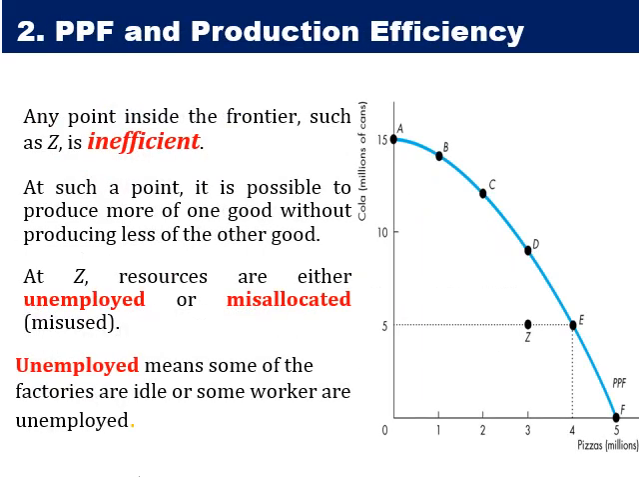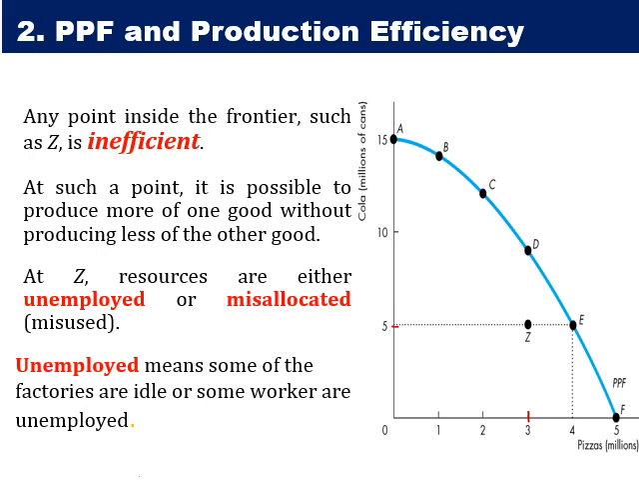Well, as I said, points inside the curve will be attainable. So a point like Z can be achieved using our current level of technology and the available resources. But the question is, will this point be efficient or not? The answer is no. Any point inside the frontier will not be efficient, or we can say that it's inefficient. Why? Because at point Z, we can produce 3 million pizza and 5 million cans of cola.